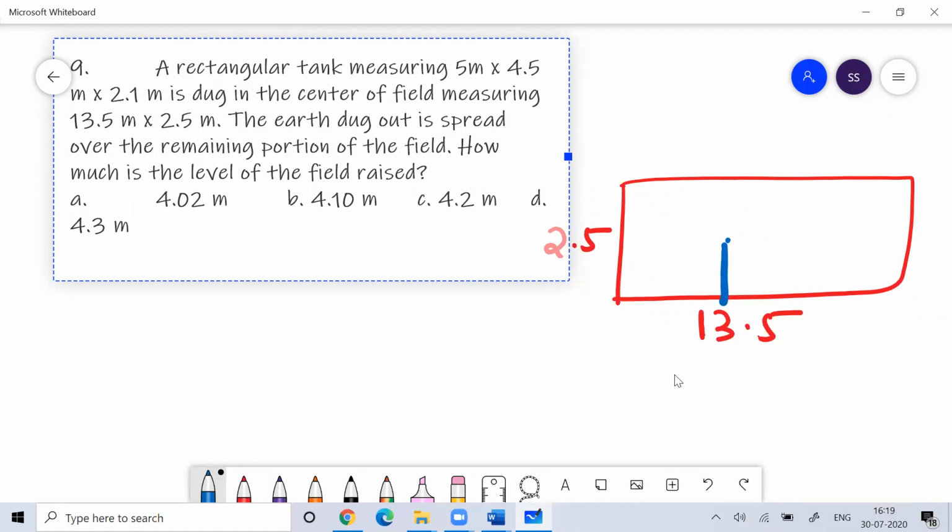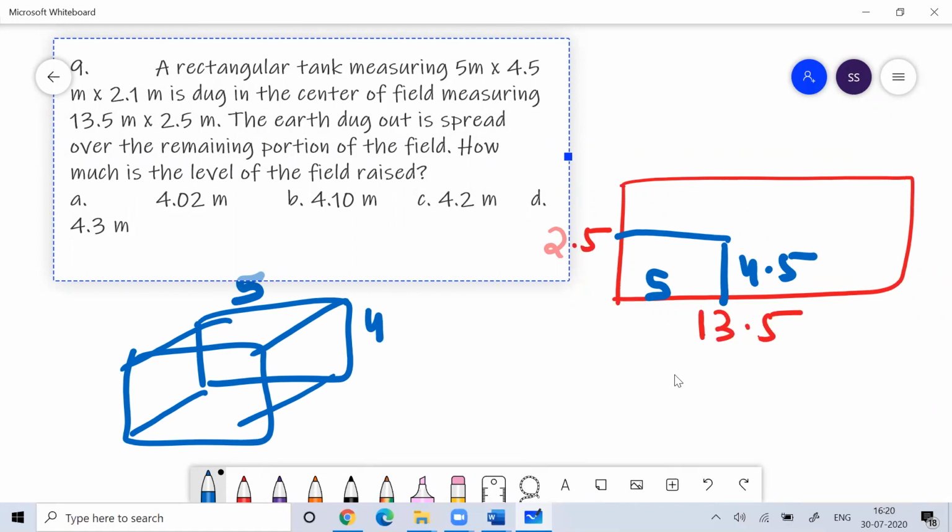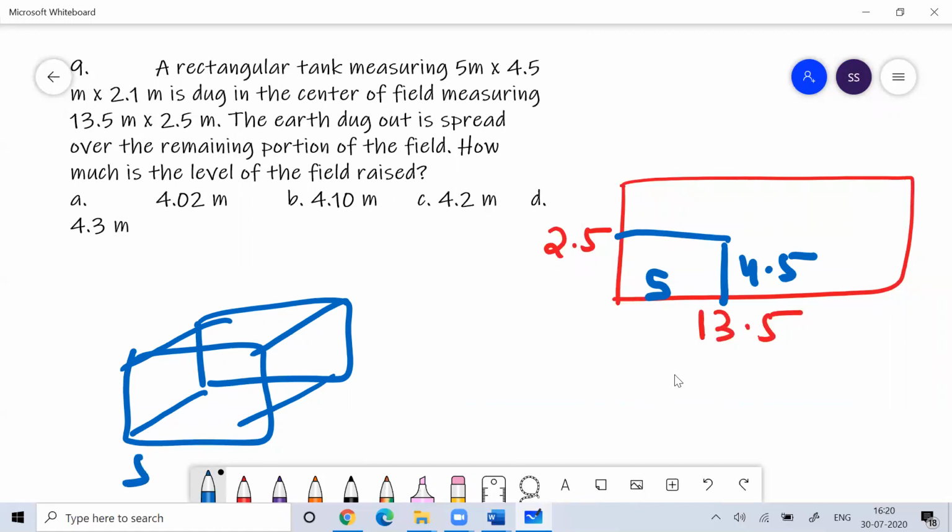The dimension of this space is 5 into 4.5. So we are creating a cuboid like something like this. This is 5 into 4.5, and the breadth, and the depth is 2.1. So you're creating a dig in this space. If you see it two dimensionally, imagine I'm seeing it two dimensionally.